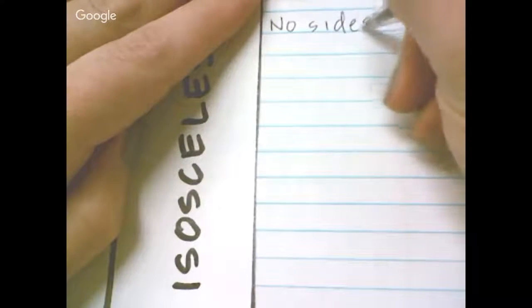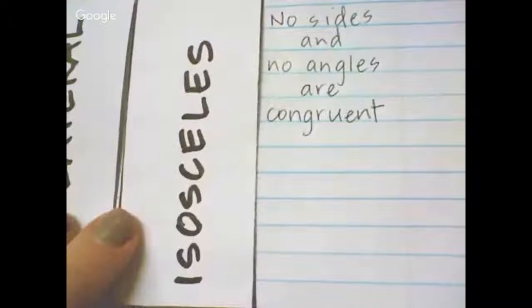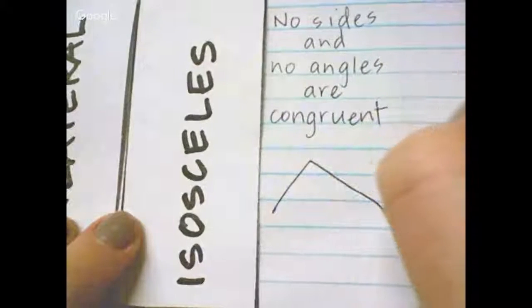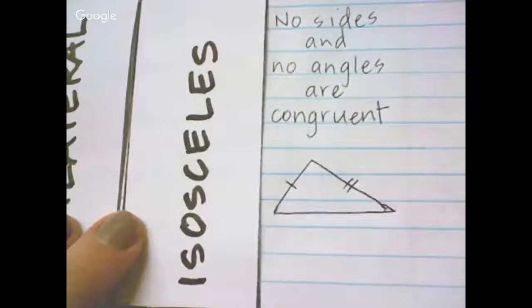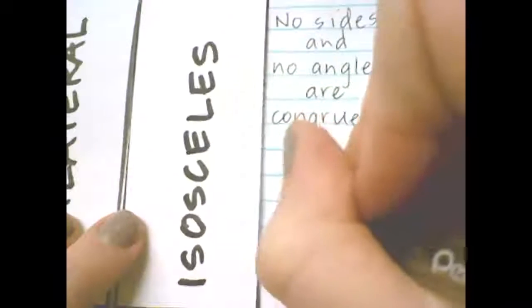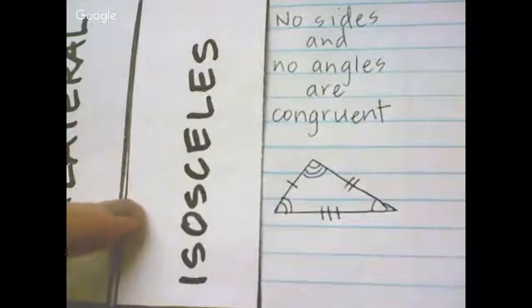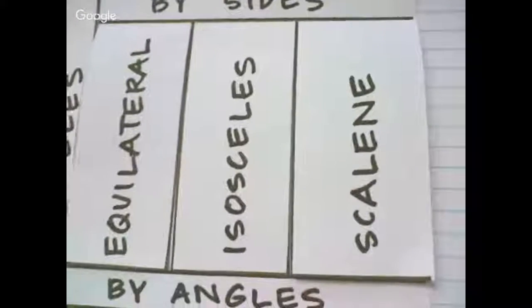Okay. And then the last one, scalene. This has no sides, no angles that are congruent. So this could be one that looks like this. But this side is different than that side, which is different than this side. In the same way, all of my angles are different. So you get different markings. So those are the three by sides.